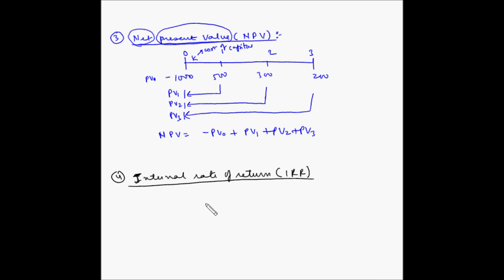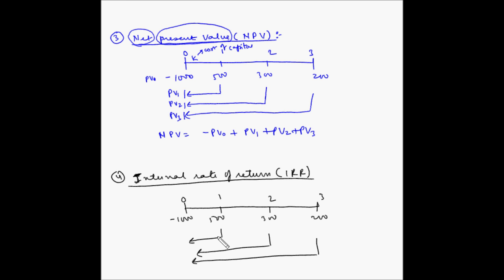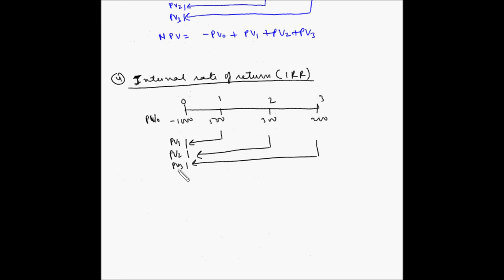However, when we are trying to find the internal rate of return, basically, we have to find the net present value by discounting the cash inflows, and the rate at which the sum of the present values of the cash inflows becomes equal to the sum of the cash outflows is the IRR. In other words, at IRR, NPV is equal to 0.